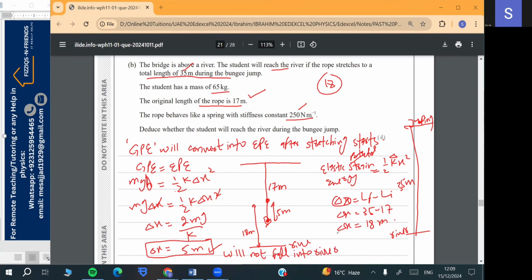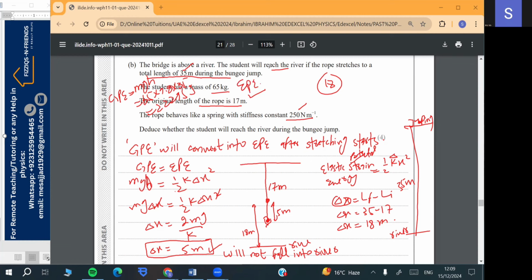So how did I do this question? First of all, you need to understand that gravitational potential energy is equal to mgh. So m is 65, g is 9.8, and height is 35. From here you measure the energy, which is equal to 22,295 joules. Then you can find out the elastic potential energy as well.